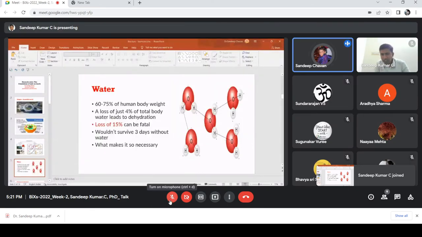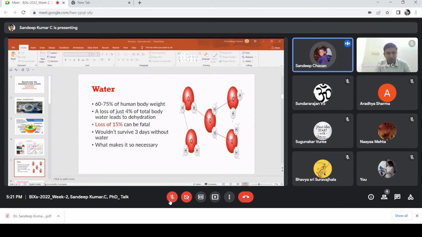Now the first thing we have discussed is water. Water is very essential for the entire living system. Around 60 to 75% of the human body weight is water, and just a 4% loss of water is going to cause dehydration. If we lose 15% of the water, that is pretty much fatal for us.